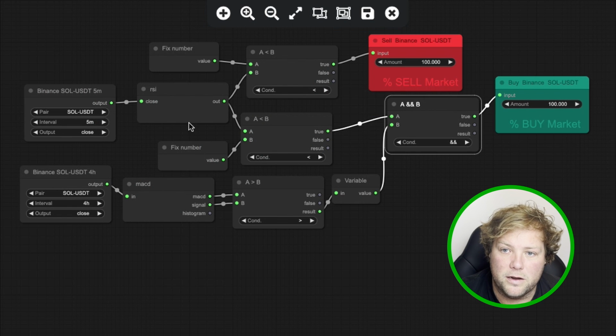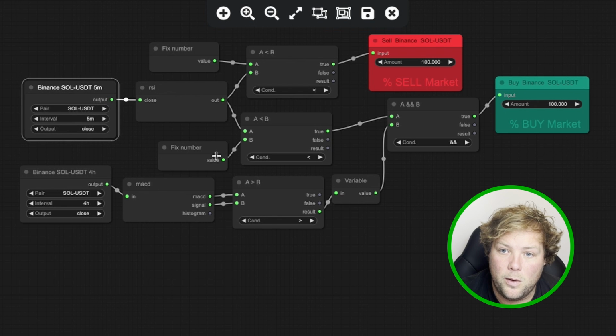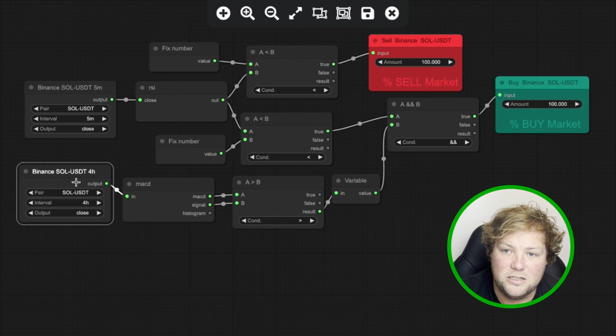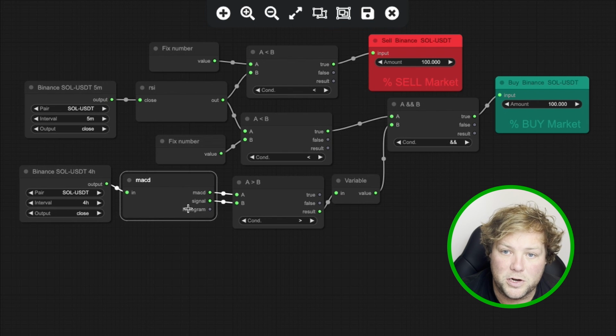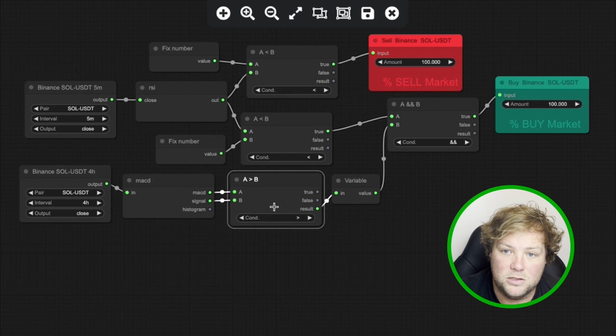I've got a rule here looking for the 5-minute RSI and looking for it to drop below 30. However, I don't just rely on RSI alone. I want additional confirmation that momentum is shifting upwards. So we're also going to check the 4-hour MACD to ensure that the MACD line is above the signal line, signaling that the momentum's in our favour and there's a broader uptrend in the market. Again, this is going to give us a higher probability of capturing a profitable trade.